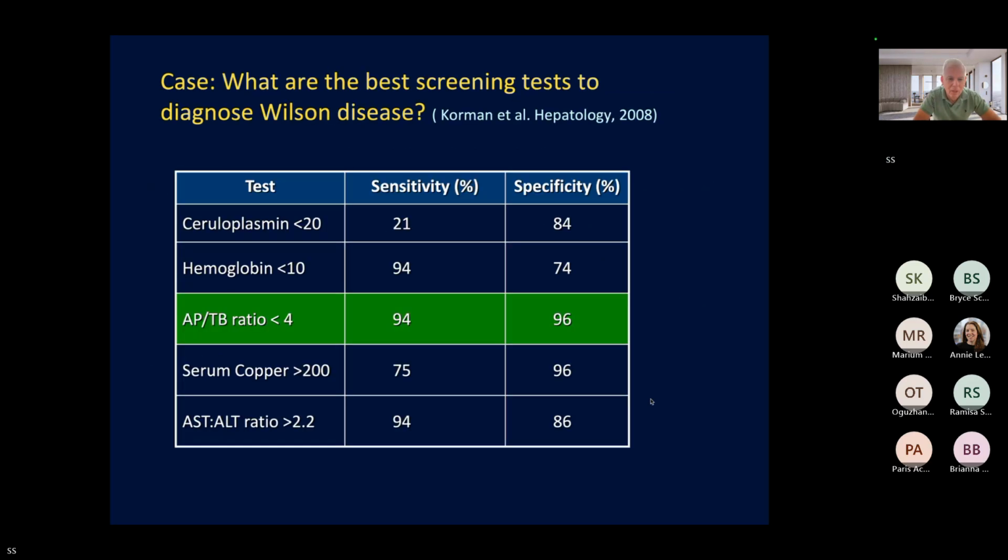It's the alkaline phosphatase to total bilirubin ratio. That has a 94% sensitivity and 96% specificity. When the alkaline phosphatase to total bilirubin ratio is less than 4, that strongly suggests Wilson disease. And this is most important in a patient like this, because if this patient has Wilson disease, how are you going to treat her?